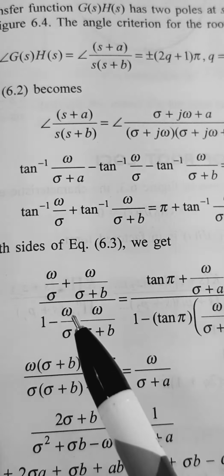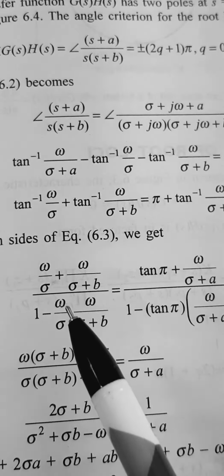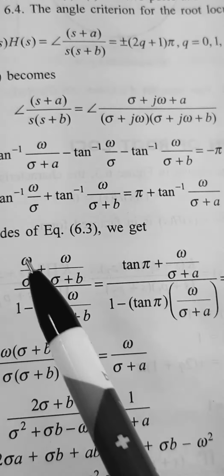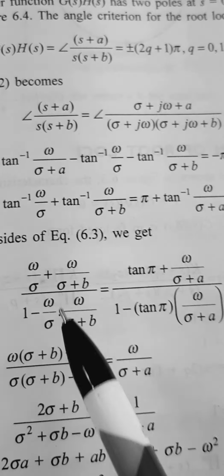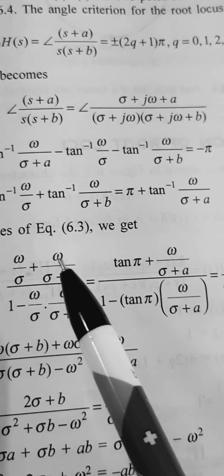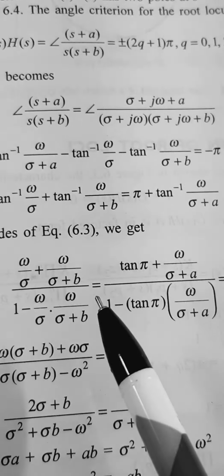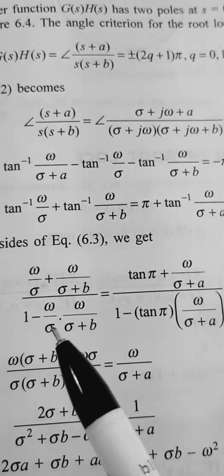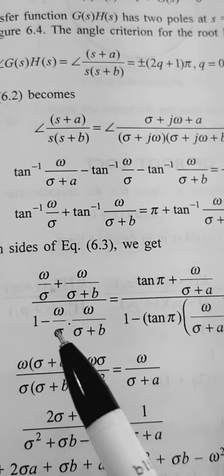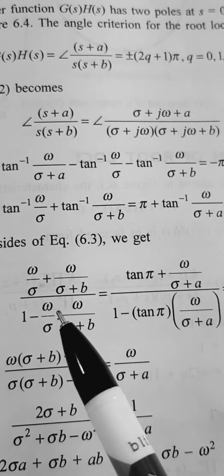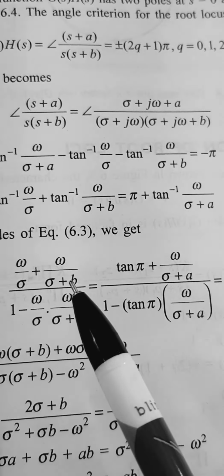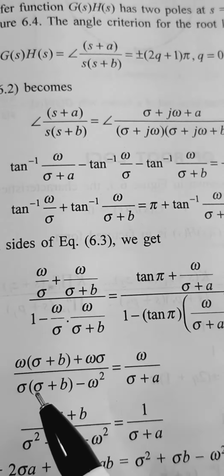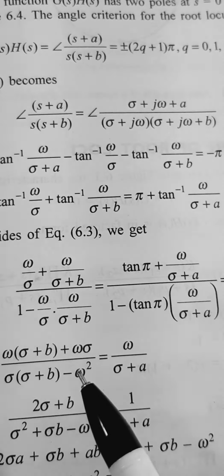So if you are rearranging, you can take sigma into sigma plus B as a common term. So omega into sigma plus B plus omega into sigma, divided by 1 minus sigma into sigma B. This will go here, sigma into sigma plus B minus omega square, and sigma into sigma B, numerator and denominator will be cancelled. So you are getting sigma into sigma B, sigma plus B minus omega square.